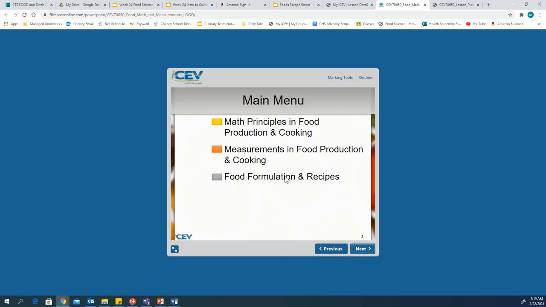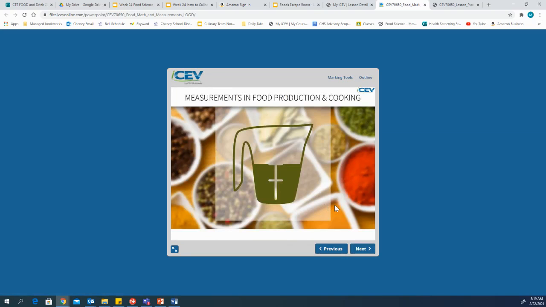For this lecture, we are actually going to be focusing on this middle section right here, measurements in food production and cooking. When you are completing your guided notes for this unit, in order to get right to this section, you can just click on this orange tab instead of having to press next through all the other slides. So click there, and we are at measurements in food production and cooking.